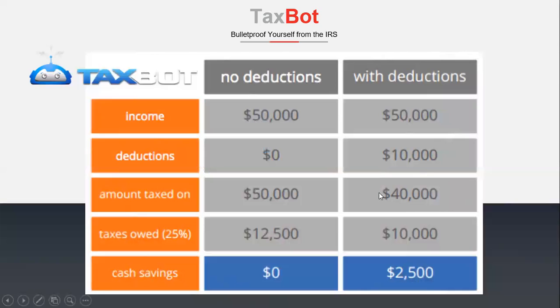So if you are a business owner and you have $10,000 worth of deductions, you're only going to be taxed on $40,000, which means you're only going to owe $10,000 in taxes. So you're saving yourself $2,500 as a business owner, as opposed to the 9-to-5 worker. So you don't really have to spend too much time with this slide, but just understand that what this slide is doing is comparing the 9-to-5 worker who has no deductions versus the business owner who has deductions.